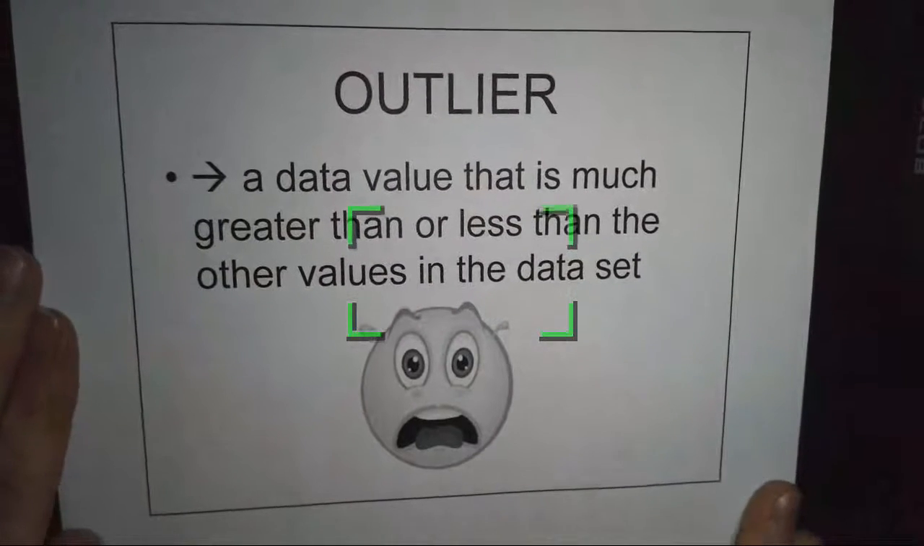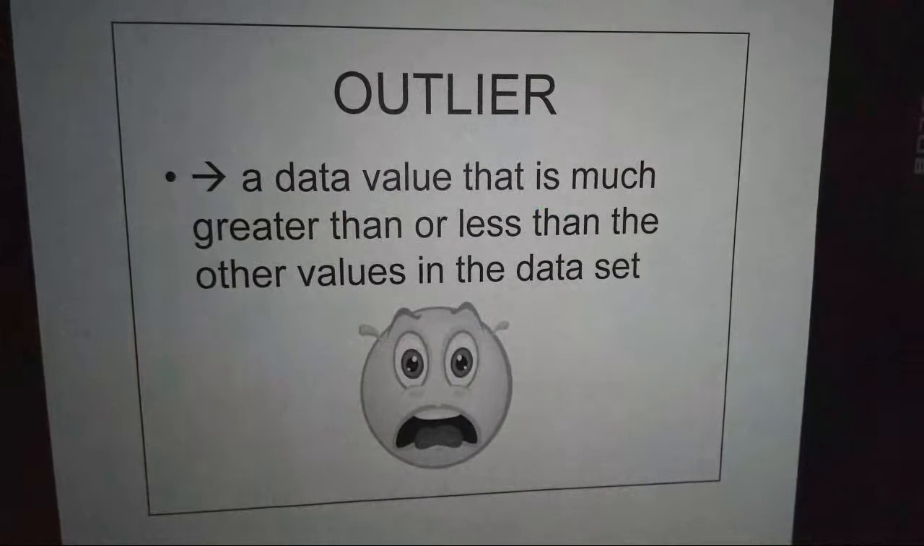Now we're going to talk about outliers. Outliers are data values that are much greater or much less than the other values in the data set. An outlier can change your measures of central tendency in one direction or another, depending on whether it's much larger or much smaller, and we're going to talk about that in the next example. But also, what you consider an outlier can change based on what your data set is.